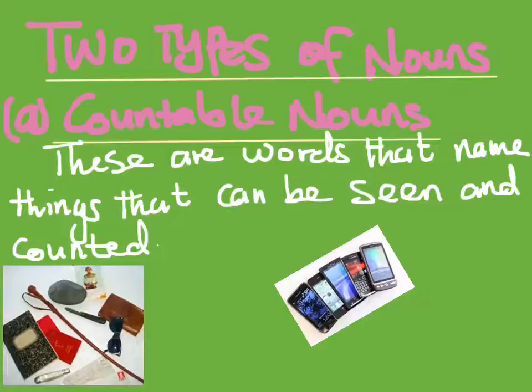At least phones can be counted, tables can be counted. You can say this classroom has 1 table, it has 3 benches, it has 4 dusters, has 2 boards, depending on the number. So countable nouns are nouns that can be given numbers, that can be seen and counted.